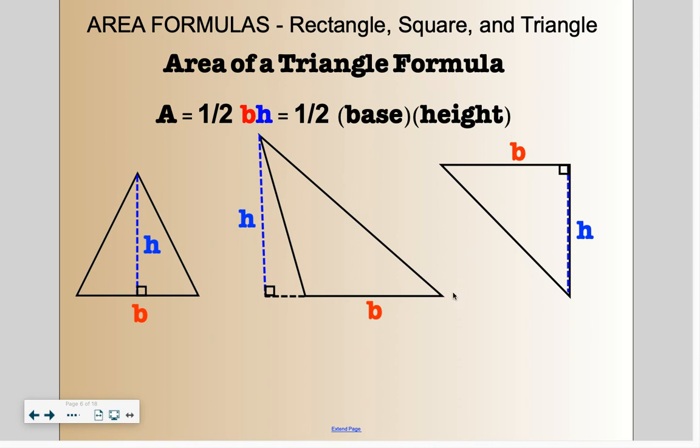Okay, so we're going to go through 6 practice problems now doing a rectangle, square, and triangle. The first 3 will be relatively straightforward, and the latter 3 will be a little bit more challenging. Either way, I'm going to walk you through all 6 of them.